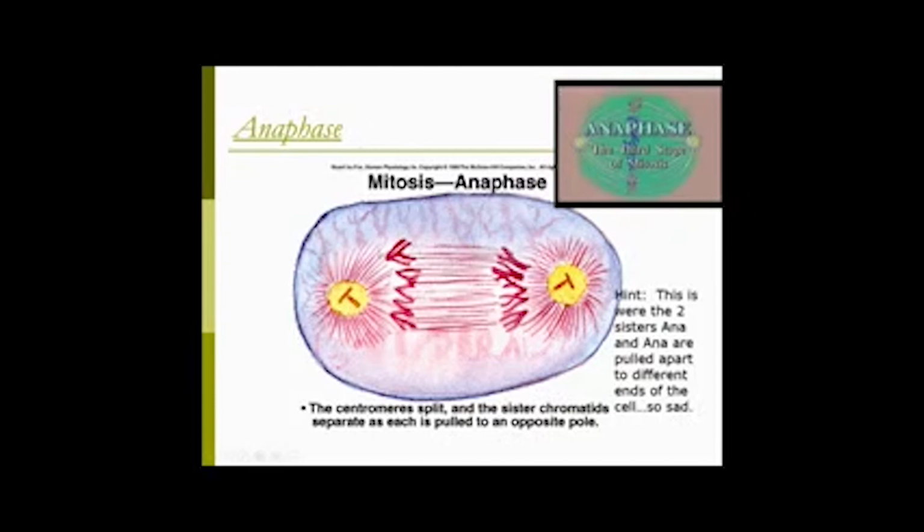So we have the sisters pulled apart. It's kind of sad. This is where the sisters, Anna and Anna, are pulled apart to different ends of the cell. So sad.